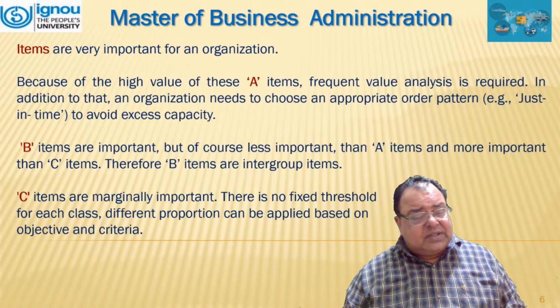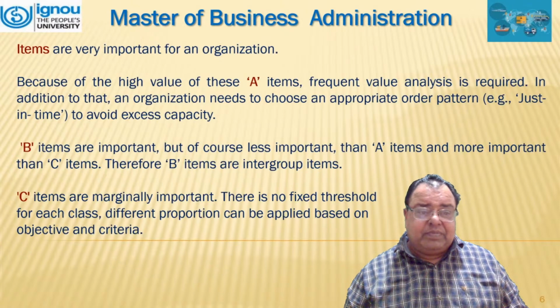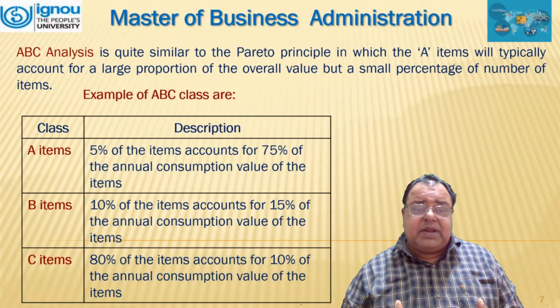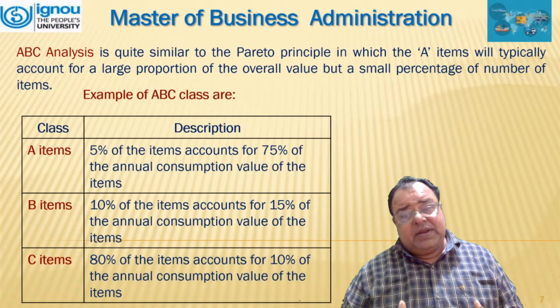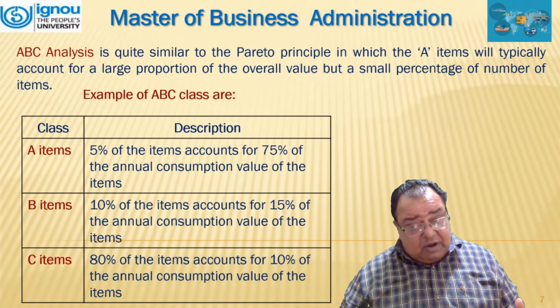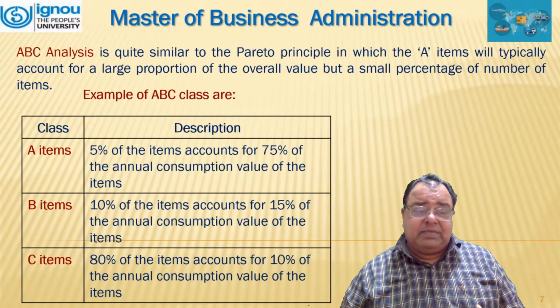There is no fixed threshold for each class. Different proportions can be applied based on objectives and criteria. ABC analysis is quite similar to the Pareto principle, in which A items will typically account for a large proportion of the overall value, but a small percentage of the number of items.